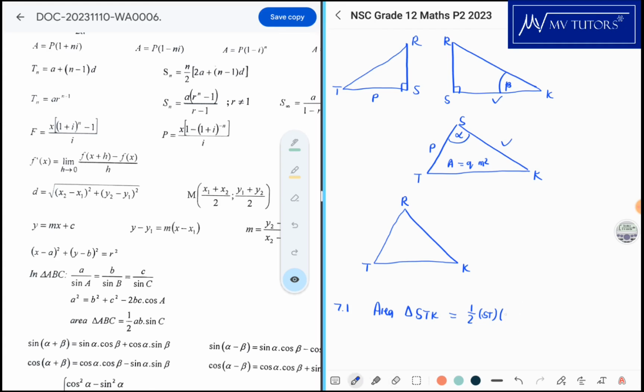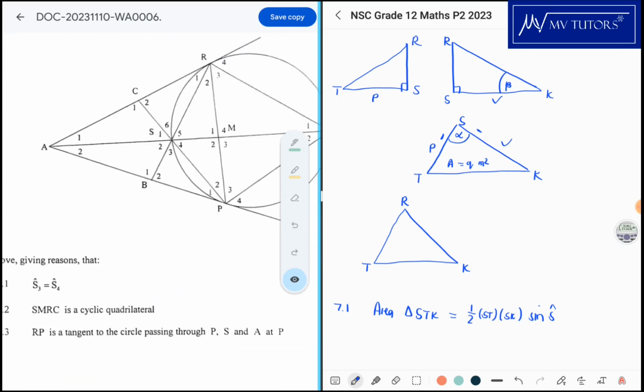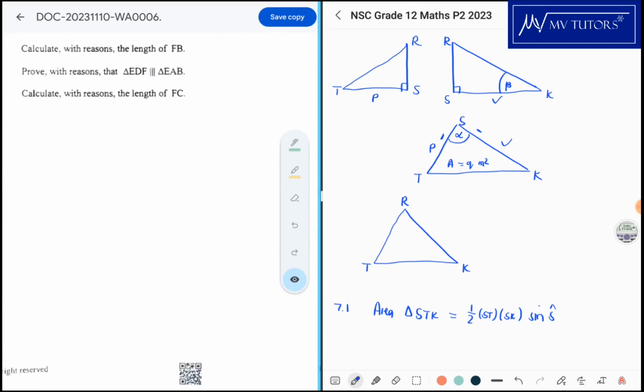ST, SK, and then sine. So if we've taken ST and we've taken SK, then it's going to be sine S. Alright, so let's go back. We have our formula, so that's cool.